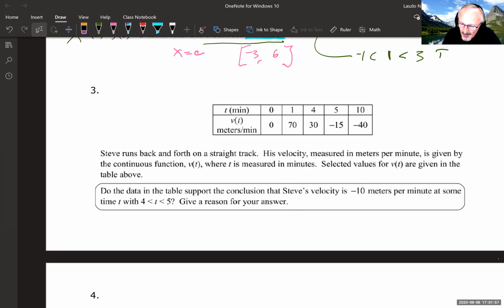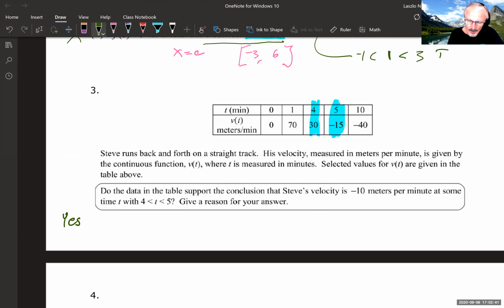Moving forward, Steve runs back and forth on a straight track. His velocity measured in meters per minute is given by the continuous function v of t, where t is measured in minutes. Select values of v of t are given in the table above. Do the data in the table support the conclusion that Steve's velocity is -10 meters per minute at some time t, with t being between 4 and 5? So let's take a look at it. 4 and 5. So we're looking at these two columns and give a reason for your answer. So I believe that the answer is yes. And the reason is as follows.